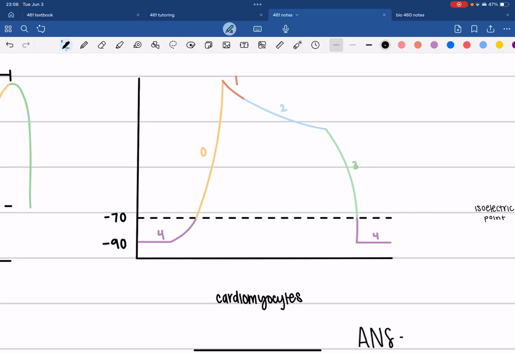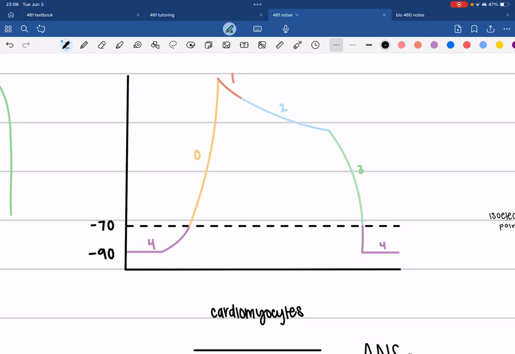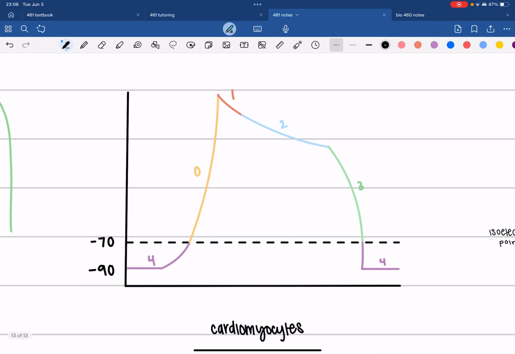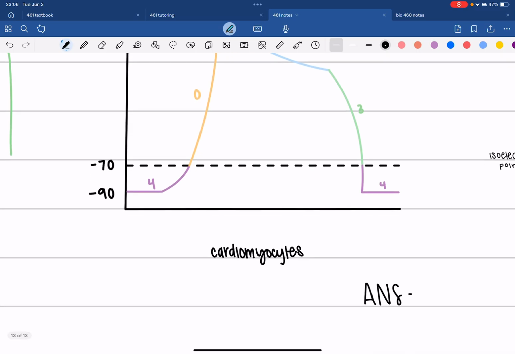Okay. So if we zoom in on our autorhythmic cells, actually we're going to do cardiomyocytes first. Cardiomyocytes, as you can see here, this is the action potential that I have divvied up into different colors and sections to look at it a little bit deeper.